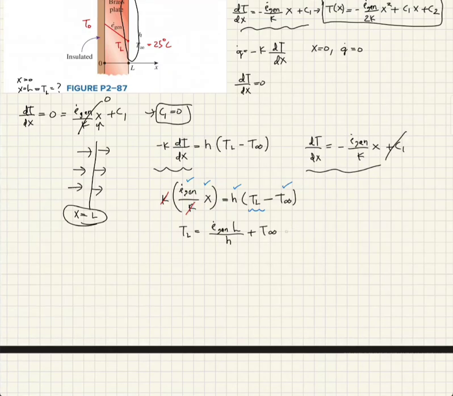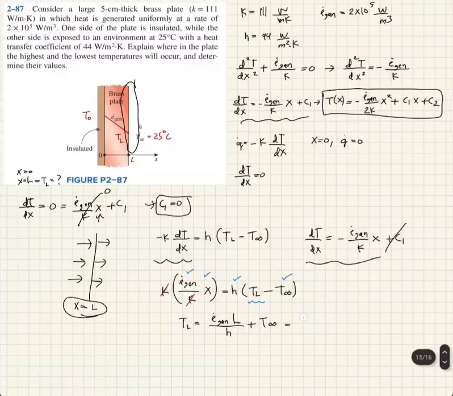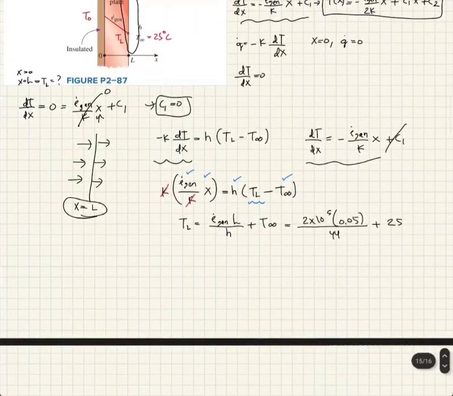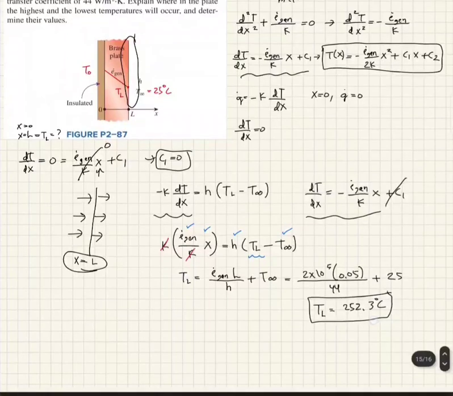Now we're just going to plug in the numbers. So e dot gen, which is 2 times 10 to the 5, L, which is 0.05 meters, divided by h, which is 44, plus T infinity, which is 25. So this gives us a TL value of 252.3 degrees Celsius. So now we know the temperature at L.